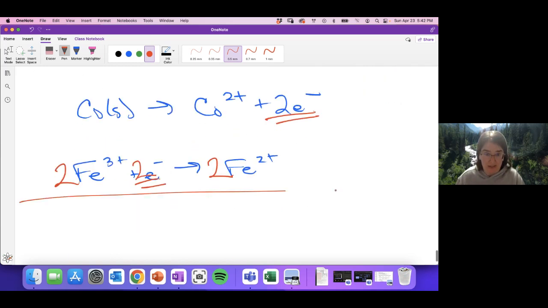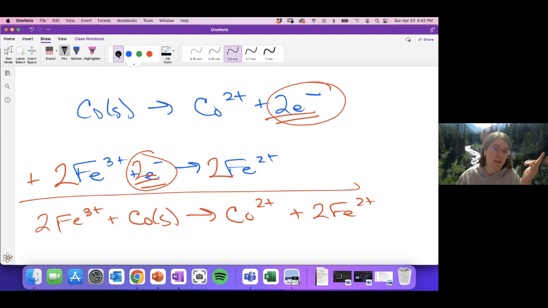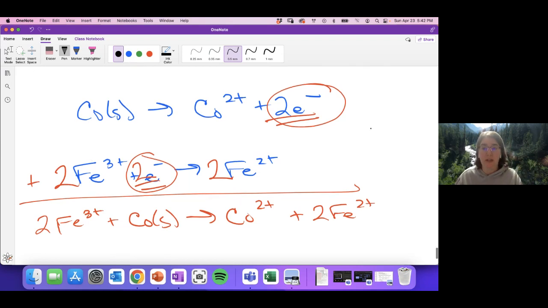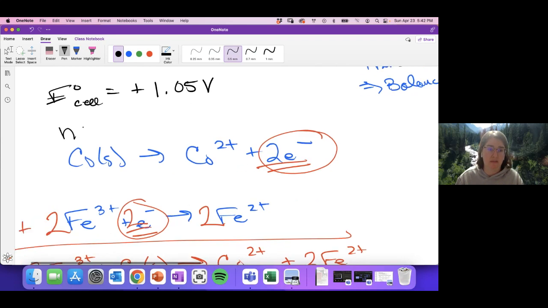So in my balanced reaction, I have 2 Fe3+ plus cobalt solid goes to cobalt 2+ plus 2 Fe2+. So I found N. N is the number of electrons transferred. It's the number of electrons that would be in the balanced reaction. So I found N. Collecting numbers, we're doing really well. So N is equal to 2.